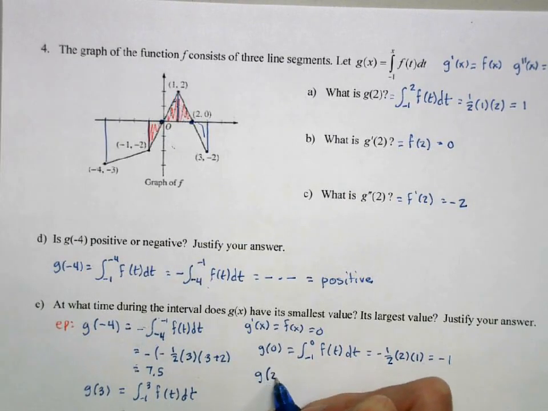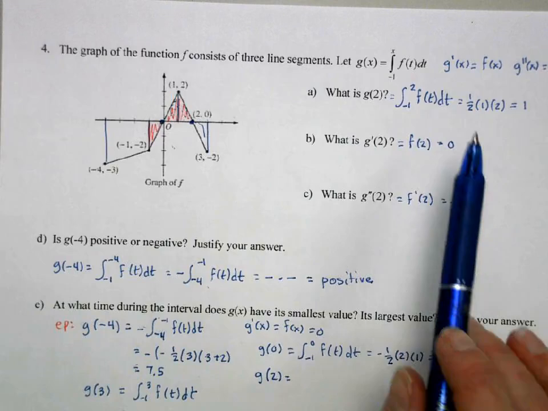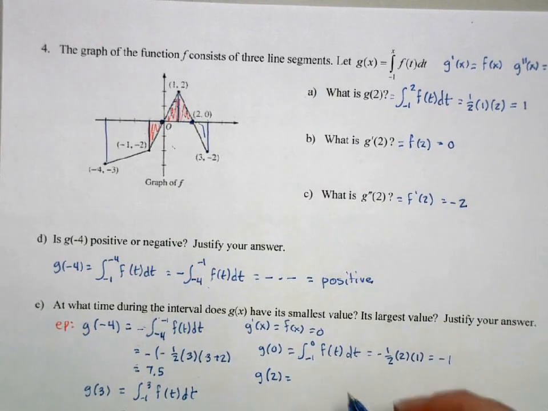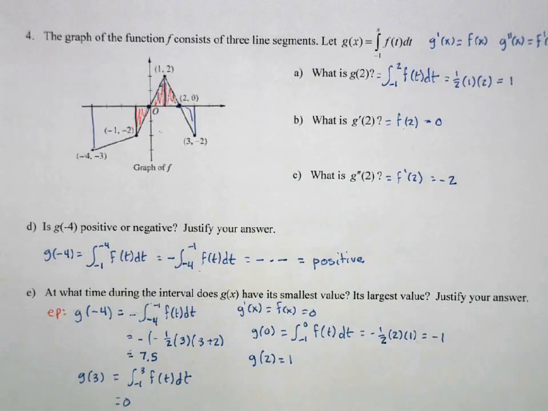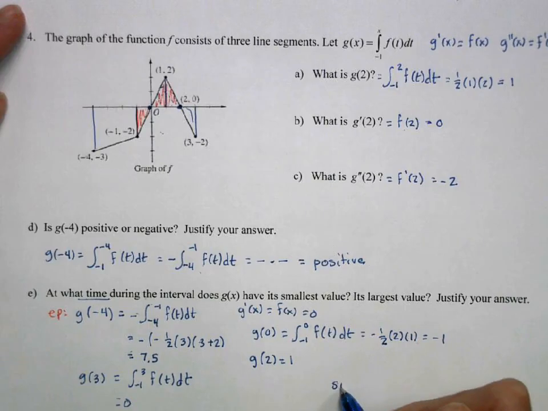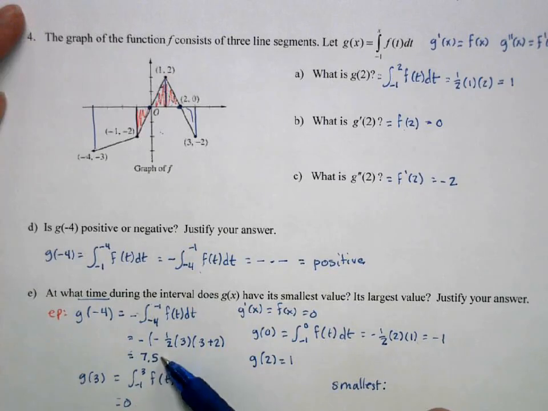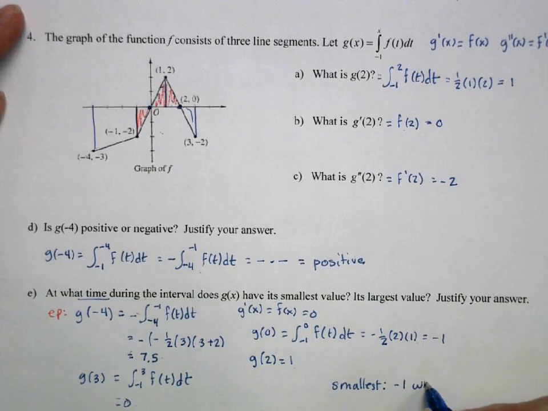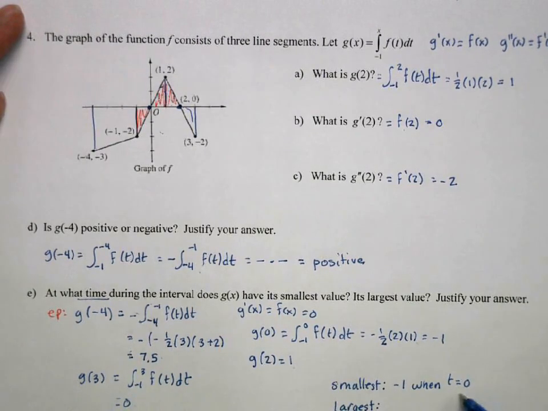All right, then we pick our winners. It says at what time? So the smallest value, we've got 0, 7.5, 1, and -1, is -1 when t equals 0. Kind of the safe way is to give both values, but the t equals 0 would be sufficient. Largest is going to be 7.5 when t equals -4. And the justification is the fact that we did our full extreme value theorem.